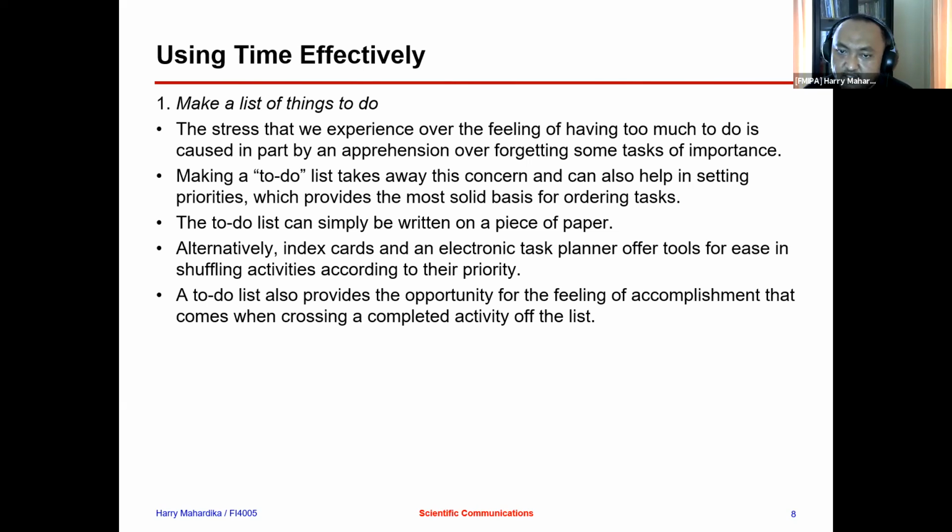The to-do list can simply be written on a piece of paper, or you can make it on your calendar. Alternatively, index cards and electronic task planners offer tools to ease shuffling activities according to their priority. And a to-do list also provides the opportunity for the feeling of accomplishment that comes when crossing a completed activity off the list.